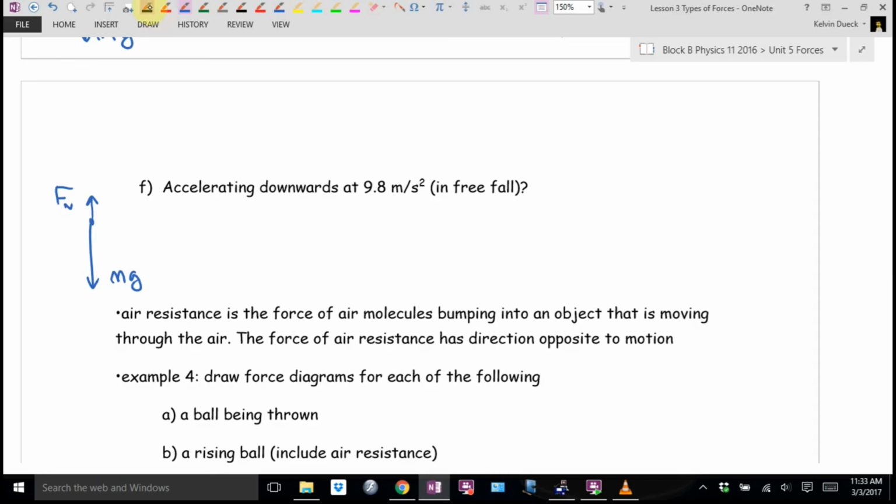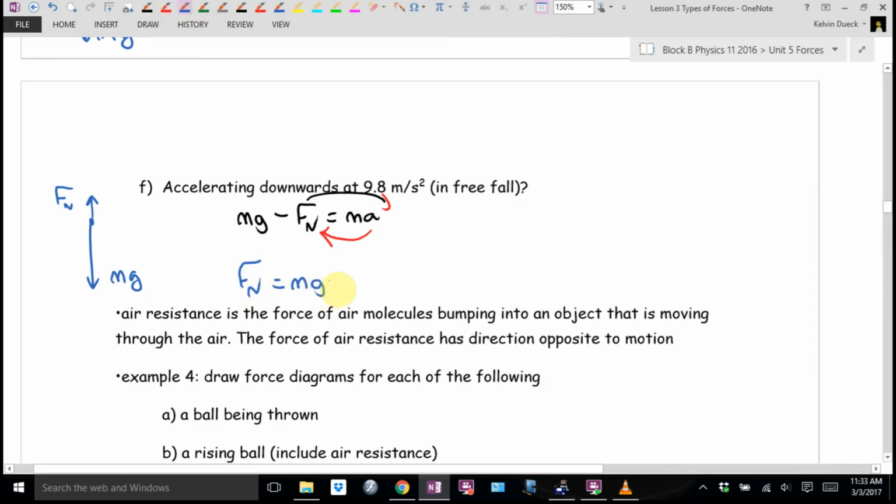Gotta be. My equation has to be gravity minus normal force equals ma. And if I do my little dance of plussing the normal force that way and minusing ma that way, I get normal force equals mg minus ma. What's m? 72. What's g? 9.8 minus what's m? 72.